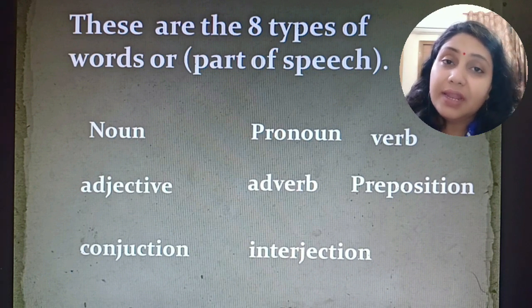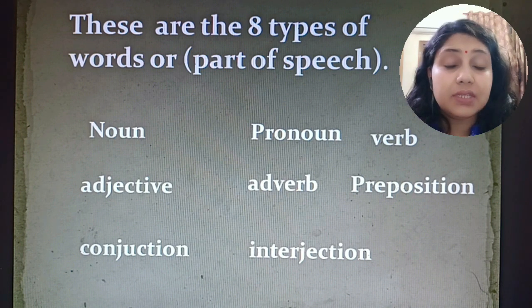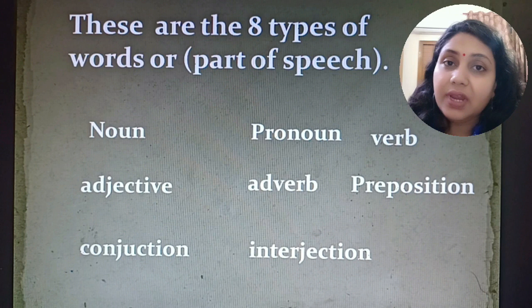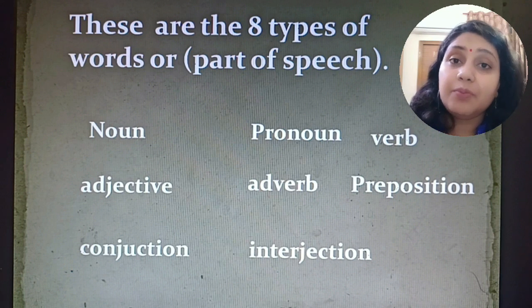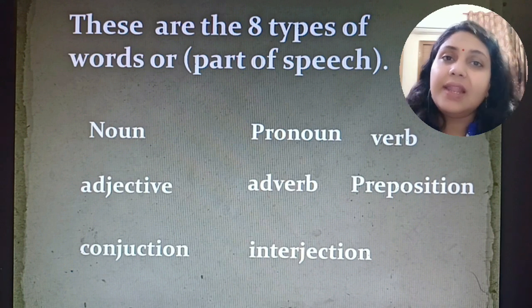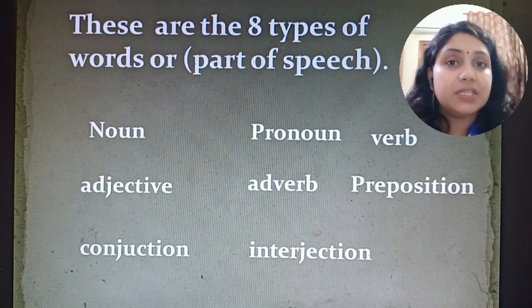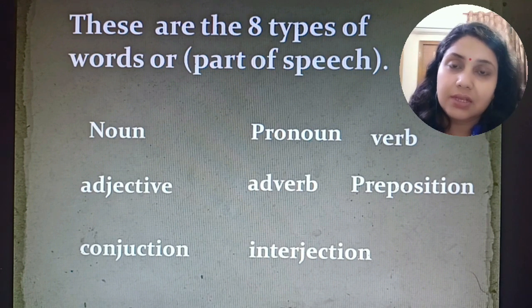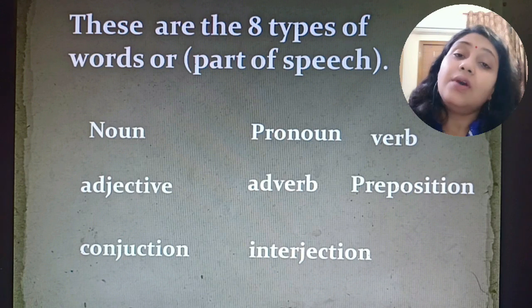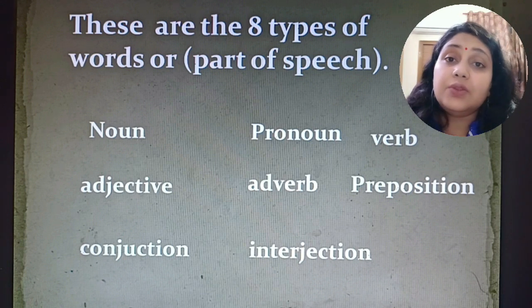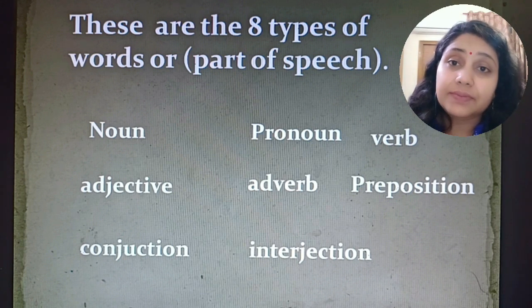So in my next video, we are going to learn which words come in noun category, which words come in verb category, which words come in pronoun category, like adverb, preposition, adjective, conjunction and interjection. So there are so many words, those we will divide into different categories.